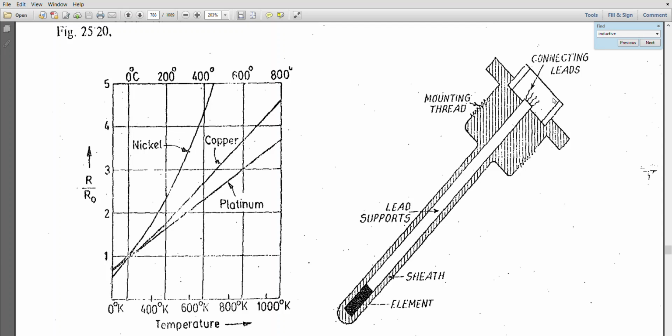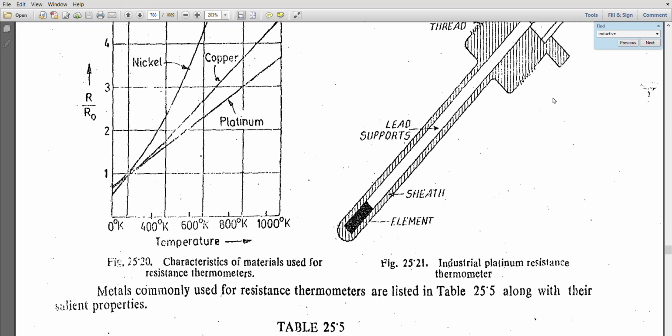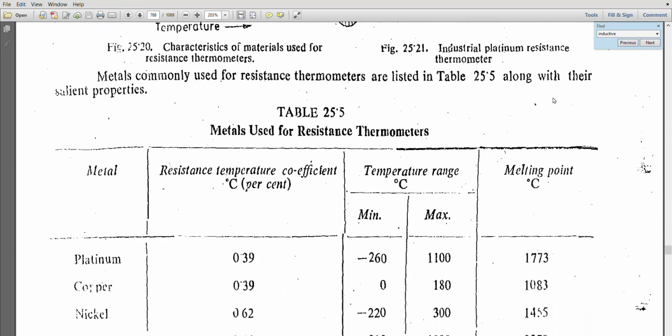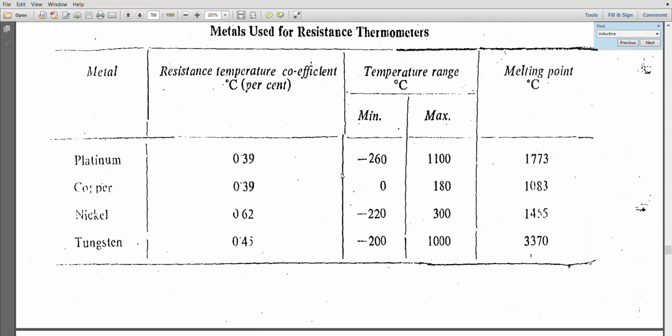So for this we use the 2-wire, 3-wire, and 4-wire compensation techniques. 2-wire is the normal technique that will cause the resistance problem, followed by the 3-wire and 4-wire compensation techniques. These techniques we have already seen in strain gauges. Similar techniques are used so that the resistance change is purely due to the temperature change. These are some of the tabulations of resistance temperature coefficients and temperature range.